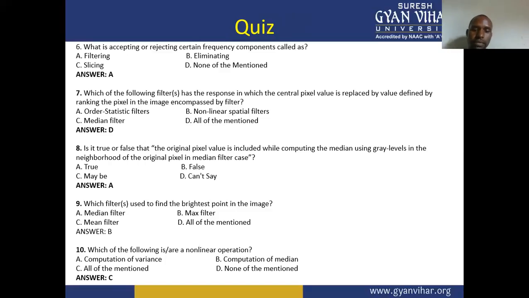Next question is, is it true or false that the origin pixel value is included while computing the median using gray level in the neighborhood of the original pixel in median filter case? Median filter, we use the original pixel value, and that original pixel value is what we use to be able to replace it with other median values obtained from the mask of the median.